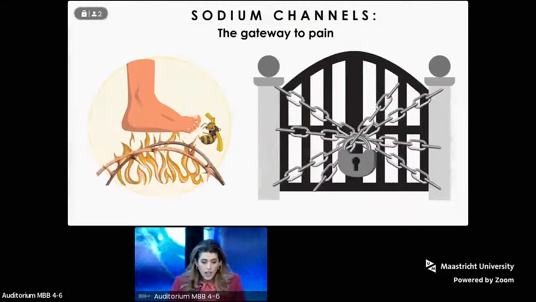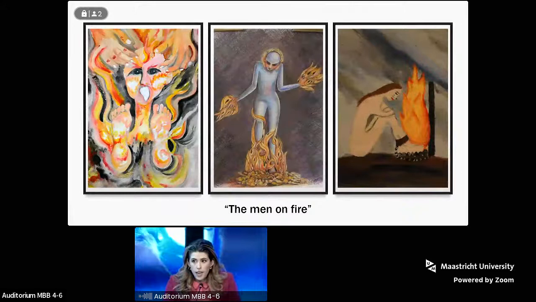The opposite is also true, and with way more frequency. Mutations in those same gates called gain of functions have been related to several disorders, two of which are related to burning hands and feet. These are paintings done by patients suffering from erythromelalgia when they were asked to depict their disorder.